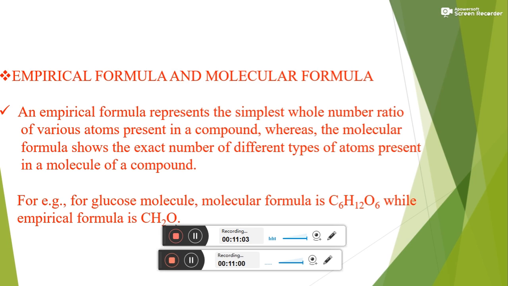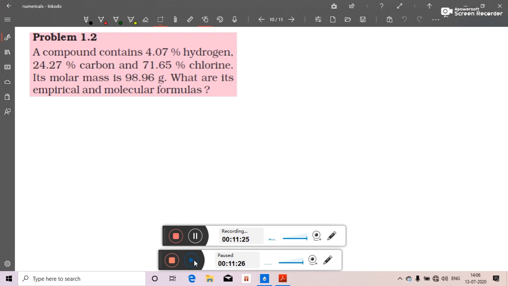So how did we get CH2O? We see that the ratio of carbon, hydrogen and oxygen is 6 is to 12 is to 6. So we divide all three by the common multiple, that is 6. When you divide by 6, the ratio will be 1 is to 2 is to 1. So that's why the empirical formula is CH2O. Now let us see problem 1.2 in order to understand how to find out empirical and molecular formula.